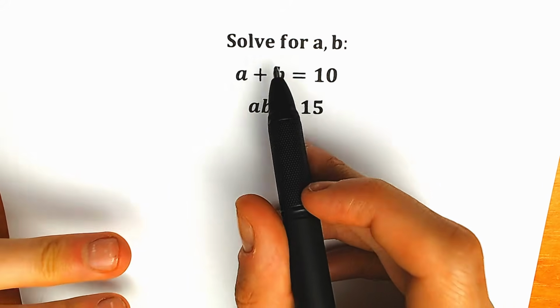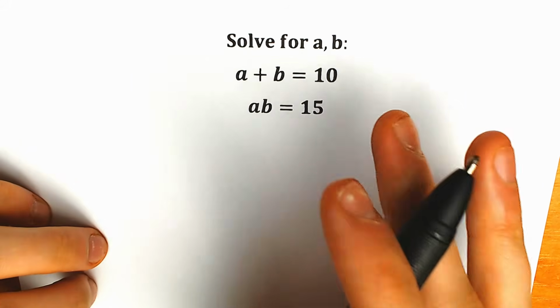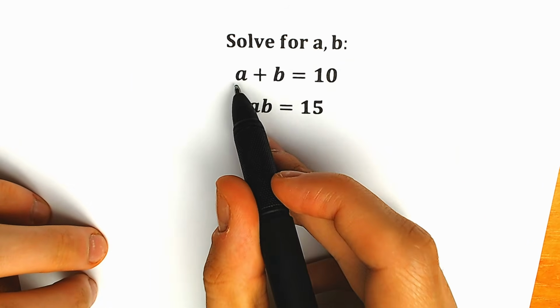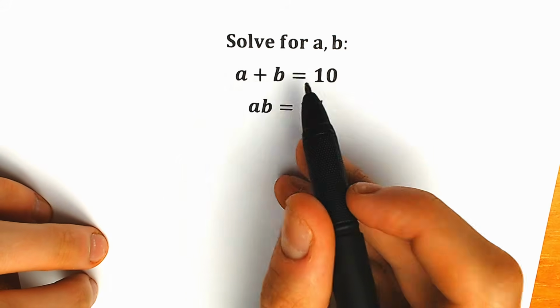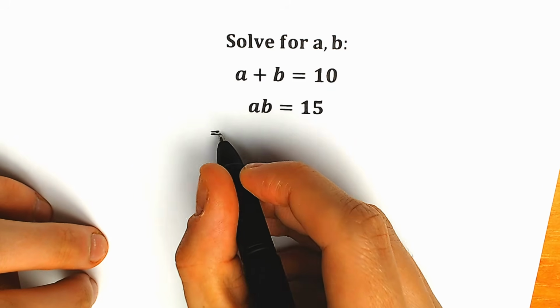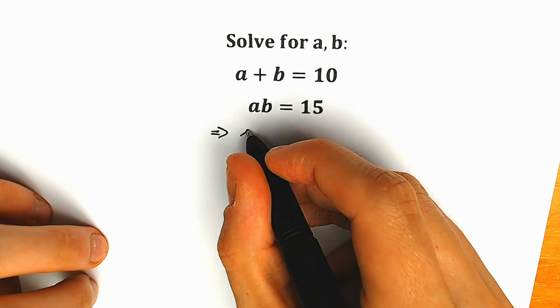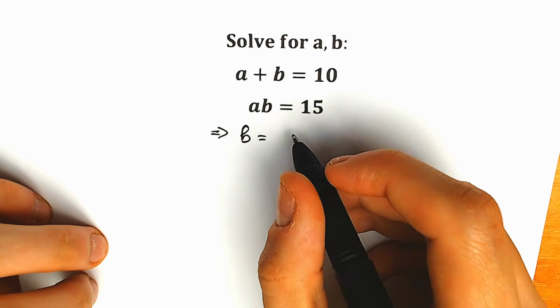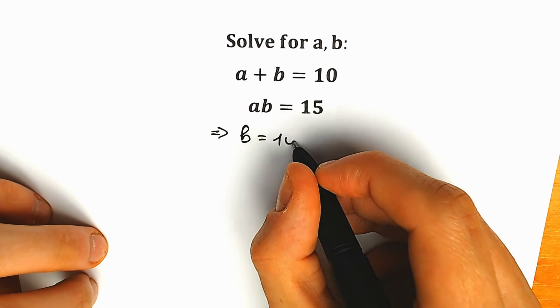Okay, so this is our system of two equations, and what is the main idea? First of all, let's express b or a from the first equation. This is up to you. I prefer expressing, for example, b in this case. So b equals 10 minus a.